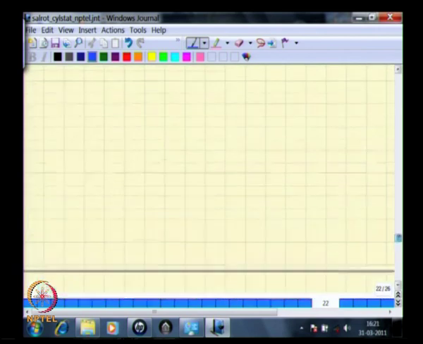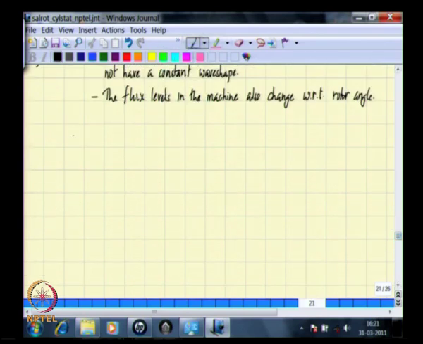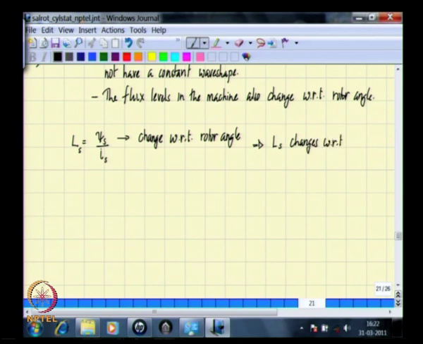And we know that inductance is nothing but flux linkage divided by how much current you are exciting it with. This is the stator inductance. And if this flux linkage is going to change with respect to rotor angle, for a given excitation, this then implies that inductance changes with respect to rotor angle. Indeed, that is what is seen in this figure.